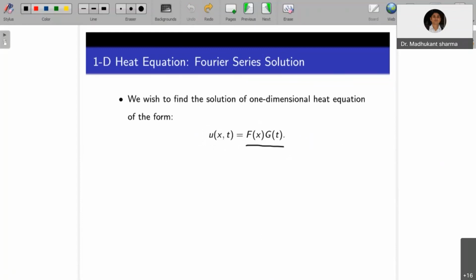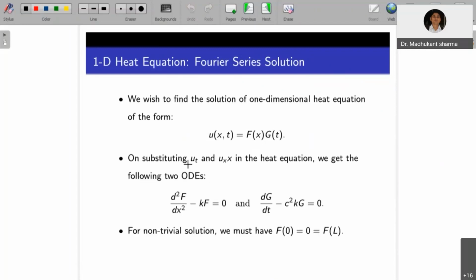So again the technique is similar to what you have seen in the wave equation. You start with this, you substitute ut and uxx, and then you will find the first order differential equation in G and second order differential equation in F. Use the initial condition and boundary conditions, and then you will arrive at the Fourier series solution. There will be infinitely many solutions.